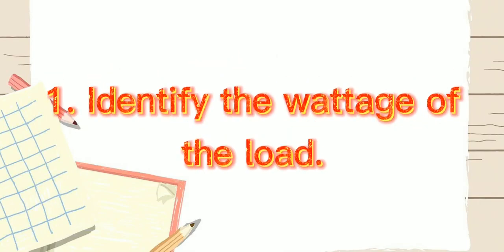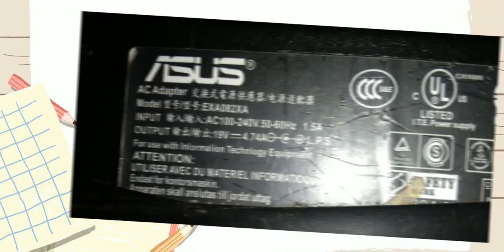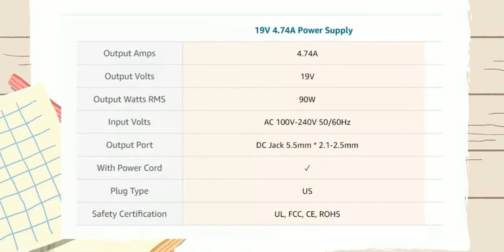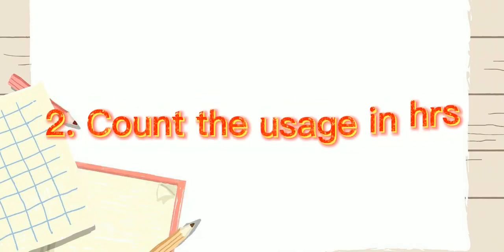First step is to identify the wattage of the load. Since our power adapter has 19 volts with the rating of 4.74 amperes, the equivalent watts for this is 90 watts. Step 2. Count the usage in hours.